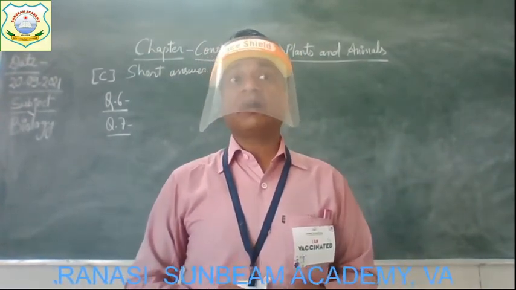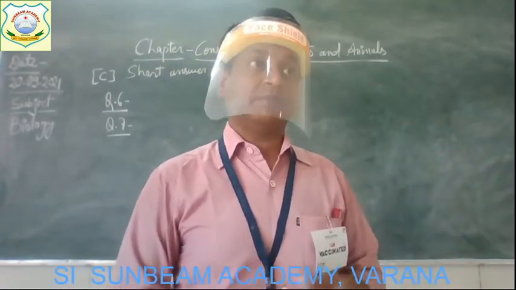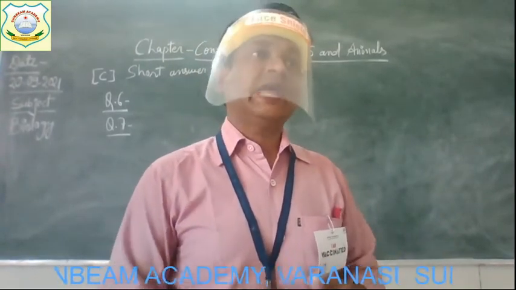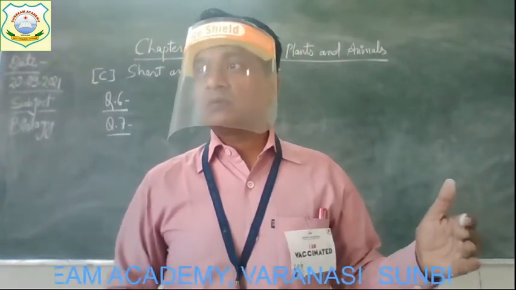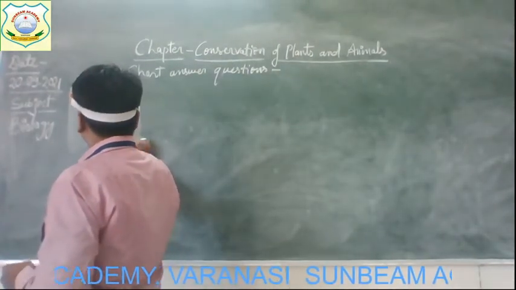What is the aim of preparing this list in the Red Data Book? Just to conserve them. About which kind of species? Those which are threatened and near to extinction. Get it?